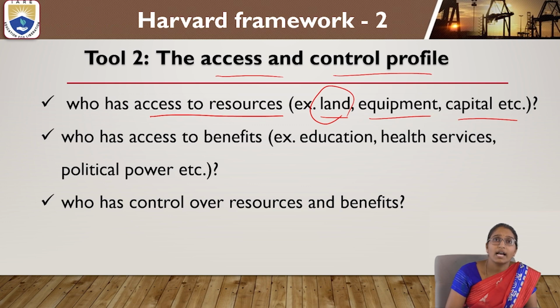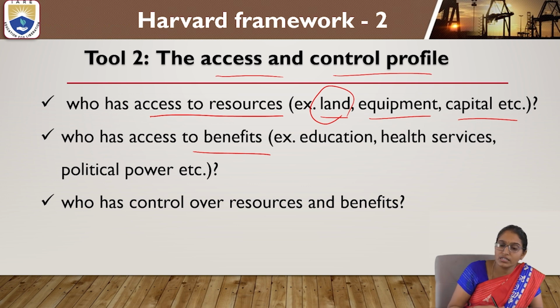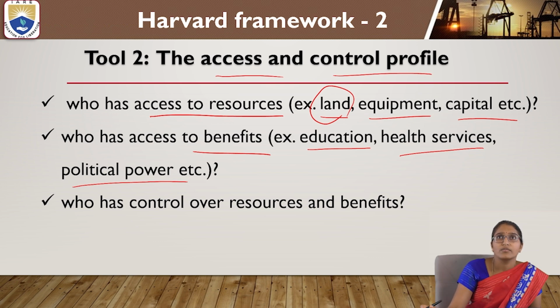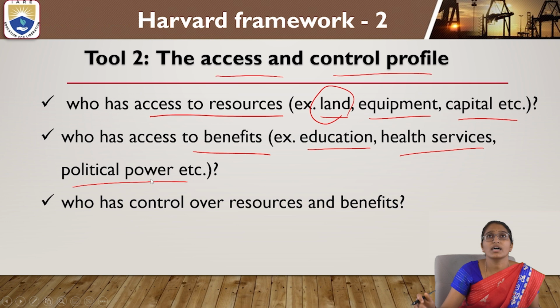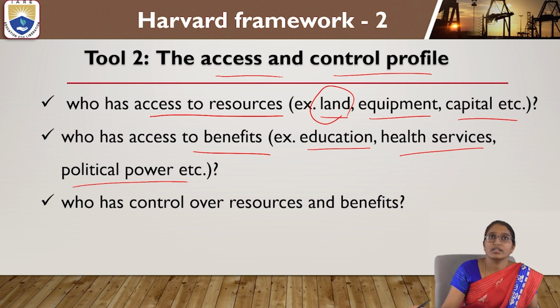So who has access to the benefits? Who is getting the benefits? Though all are working, who is the beneficiary here? For example, education, health services, or political power. See, for example, at some places the girls are not allowed to go for higher education. So who is the beneficiary? Men, who go for higher education and get educated so that they will get good jobs and then settle well. That is the access to benefits we talk about.